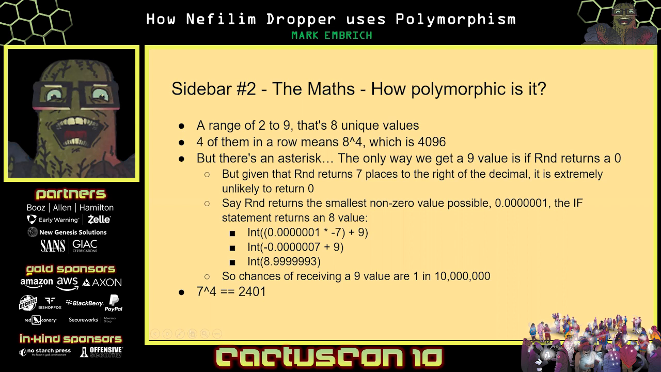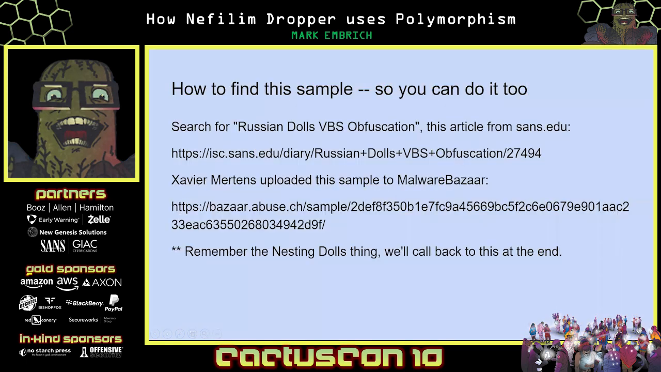And that's the polymorphism. Hopefully you're thinking, how did we get there? I want more information on what this dropper does. So let's loop back to the start.